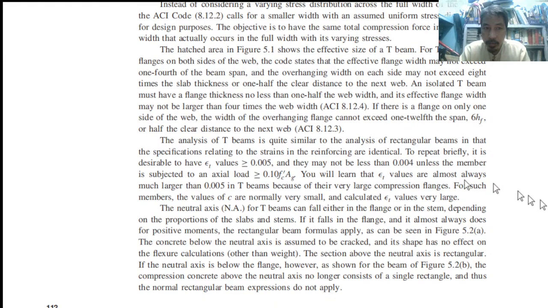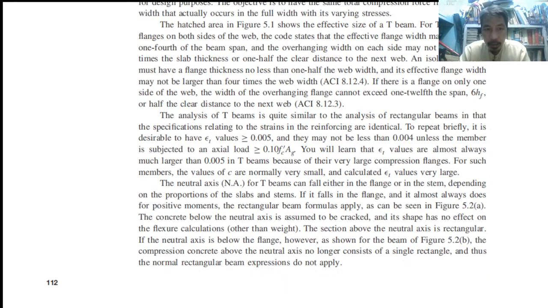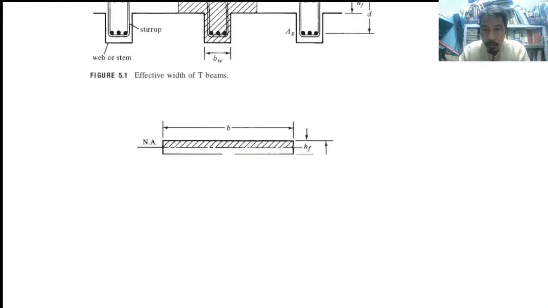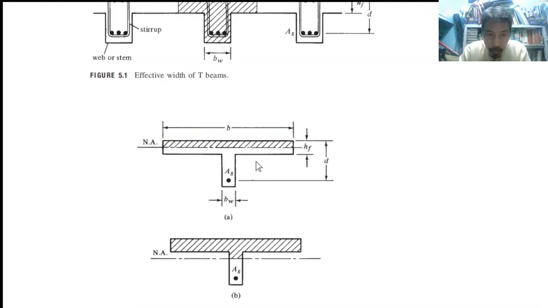So on the next concept, recall the hatch area, or the gray area or the shaded area. For T-beams with the flange on both sides of the web, like the one we have shown, because we can have what? Letter L, like this. That means the flange is only present on one of the sides rather than both sides. So one side, another side, both sides.